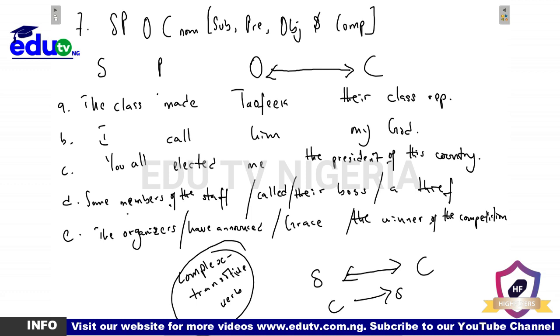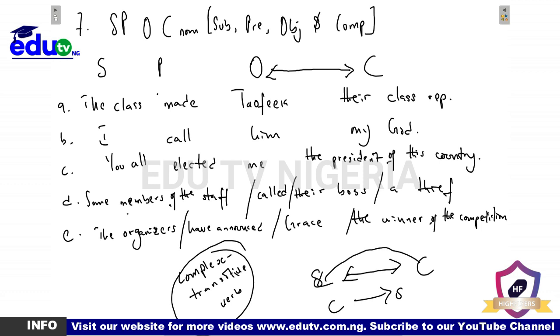Do you get it? And I've told you the difference between pattern 4 and pattern 7. While the complement in pattern 4 refers back to the subject, the complement in pattern 7 refers back to what? The object. Do you get it? Complement in pattern 4 refers back to the subject. Complement here refers back to the object. That's just it.